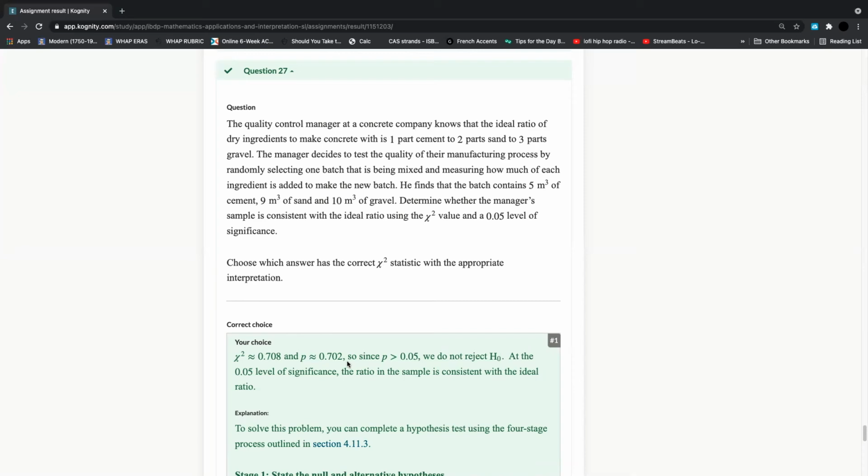The quality control manager at a concrete company knows that the ideal ratio of dry ingredients to make concrete with is 1 part cement to 2 parts sand to 3 parts gravel. The manager decides to test the quality of their manufacturing process by randomly selecting one batch that is being mixed and measuring how much of each ingredient is added to make the new batch. He finds that the batch contains 5 meters cubed of cement, 9 meters cubed of sand, and 10 meters cubed of gravel.